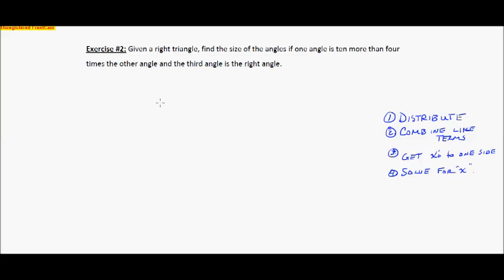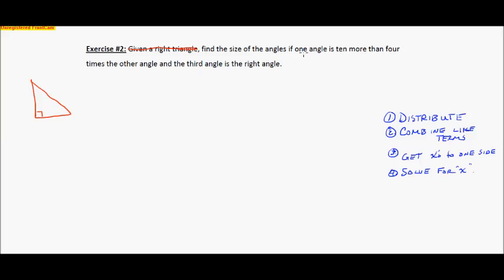So here's number 2, and we're going to do the same thing. We're going to go through that same process, and sometimes if you draw yourself a picture, it may help. You know, given a right triangle, so I'm going to draw myself a right triangle. It doesn't have to be perfect. And I'm going to put that little perpendicular symbol down there. So I've used this, so I could cross that out if I wanted to.